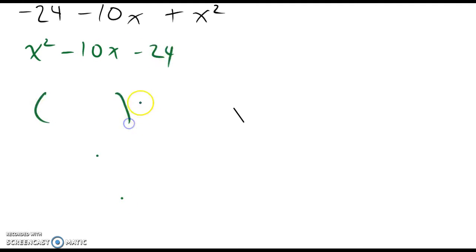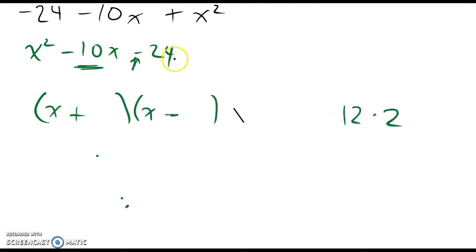Start out with 2 parentheses. Step 2, break up your x's. Step 3, you look here and you see that that's a negative. Therefore, you're going to have 1 positive and 1 negative, because a positive times a negative is a negative. And now, because that's a negative, we have to say what times what, whose difference, when we subtract them, we get 10. So what times what? 12 times 2 is 24, and if I subtract them, I wind up with 10. So I know 12 and 2 are our candidates.